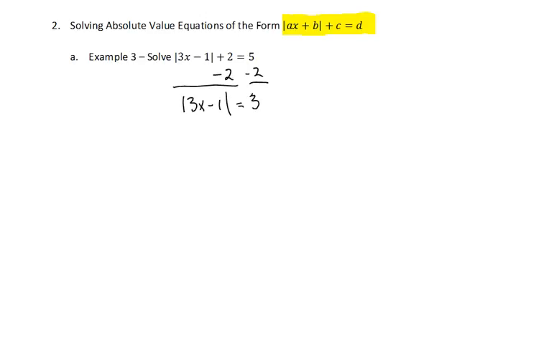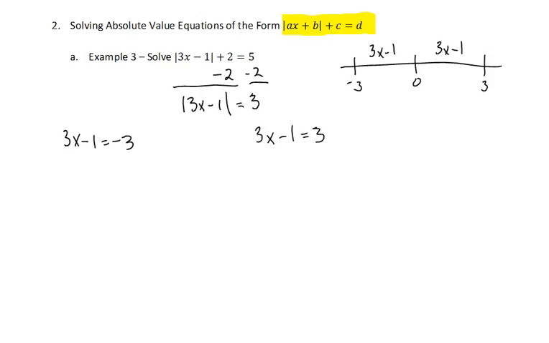And we end up with the expression absolute value of 3x minus 1 is equal to 3. Again, what that states is that there is a number, 3x minus 1, that is 3 units away from 0 on the number line. So that number could either be negative 3 or positive 3. And we set up two different equations from this: 3x minus 1 is equal to negative 3, and 3x minus 1 is equal to positive 3.